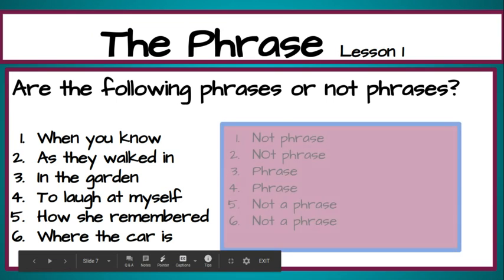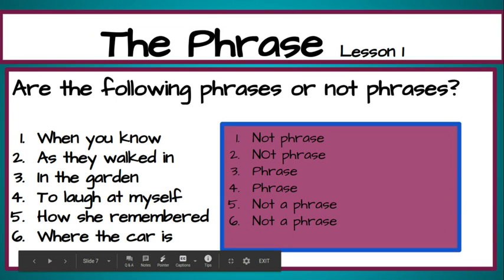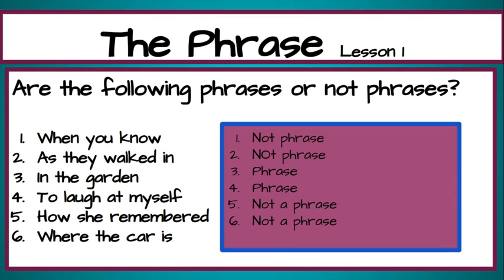All right, so let's see what we got. When you know, that is not a phrase. You have a subject, you, doing the action of knowing, a verb. Because it has a subject and a verb, it's not a phrase. As they walked in, this is also not a phrase. It has a subject, they, doing the action of walking. So you have a subject and a verb. That makes it not a phrase.